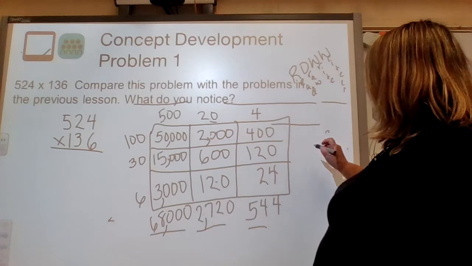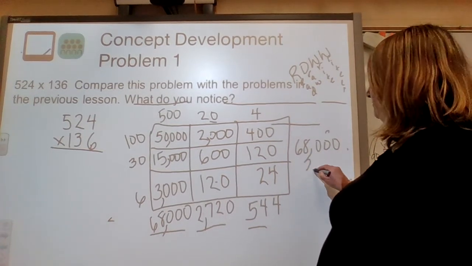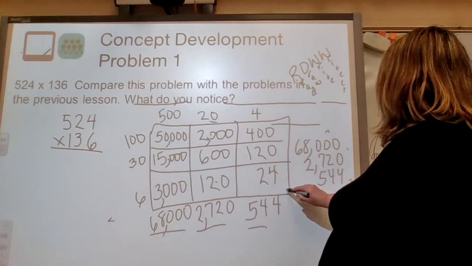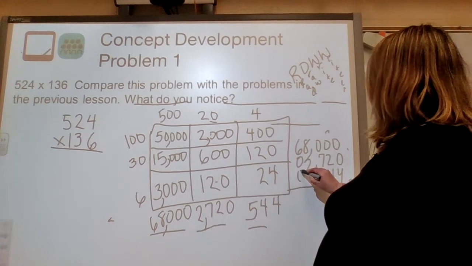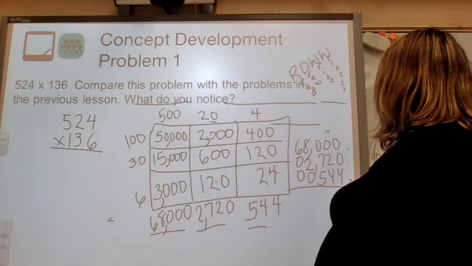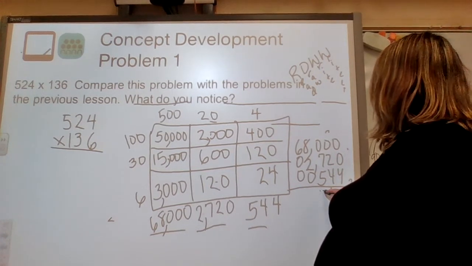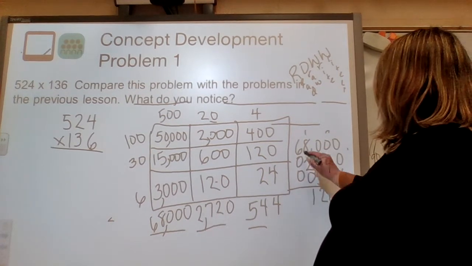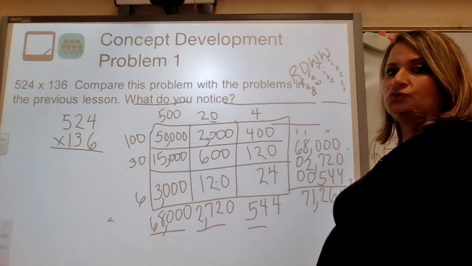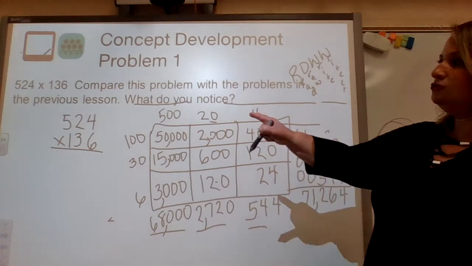Now I'm going to take my products here and I'm going to find the sum. Remember, sum is the answer when you add. I have 68,000. I have 2,720. I have 544. I'm going to go in and fill in with zeros because it just makes the problem look a little bit better. So I have 4, 4, 5, 6, 7, 8, 9, 10, 11, 12. And then I have 11 here, 7. So I have 71,264.